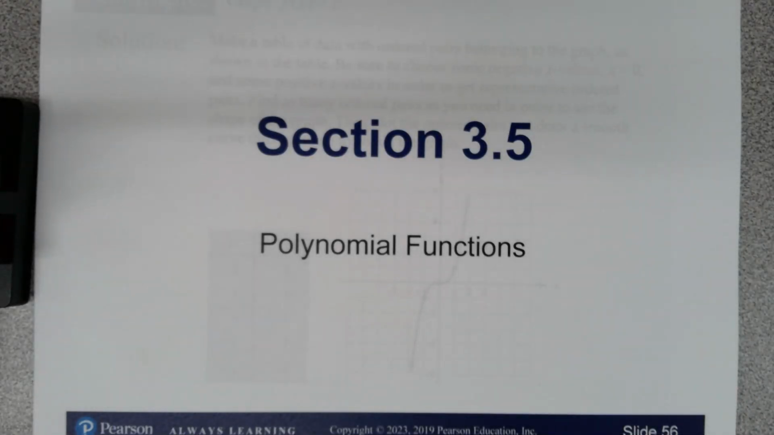In chapter 3, we're talking about functions, and we're starting to work our way up. A couple of sections ago, we started with linear functions, which is the smallest degree polynomial function there is. We think of that as a degree 1 polynomial because the highest power on x is just 1. Think about mx plus b. The power on x is just 1.